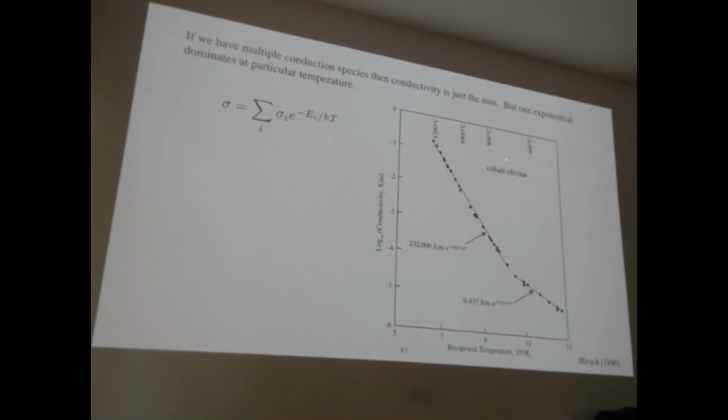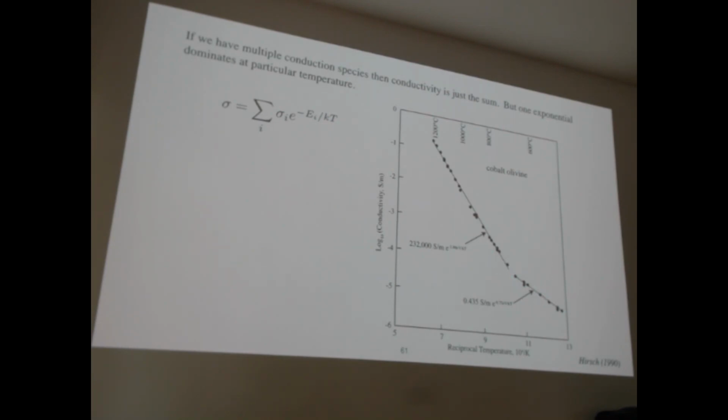So here's a thing called cobalt olivine. This is reciprocal temperature, that's 1 over T in Kelvin. And these are the real temperatures up here, 600 to 1200 C. And then this is the logarithm of conductivity. And the data just form a lovely straight line according to this exponential, until some other exponent takes over.